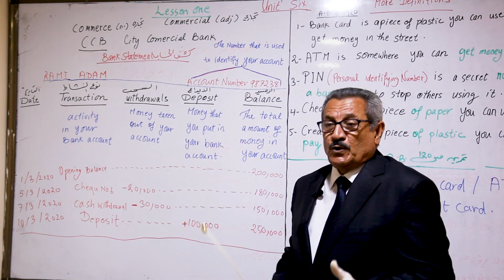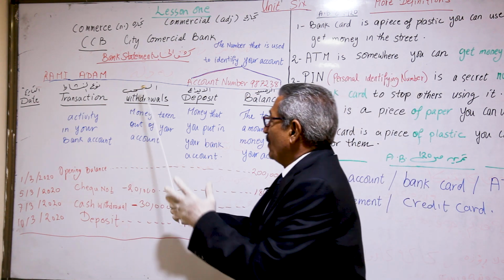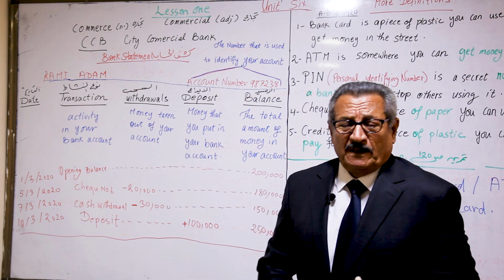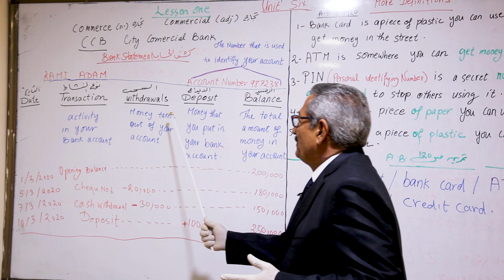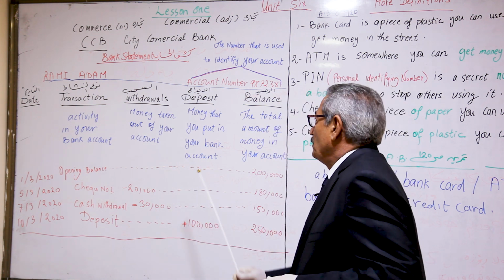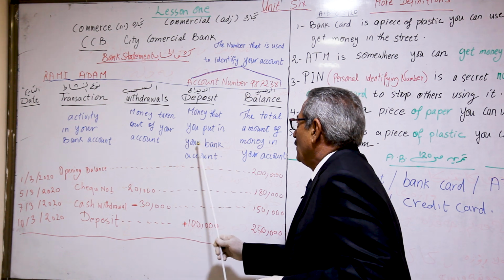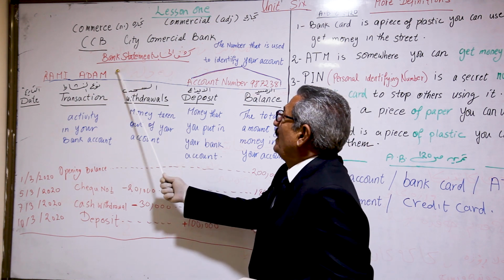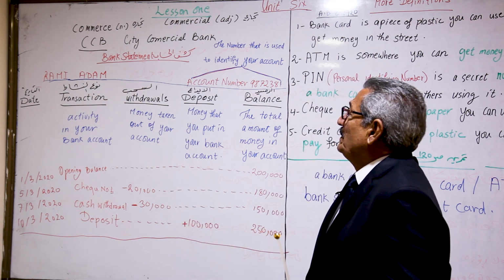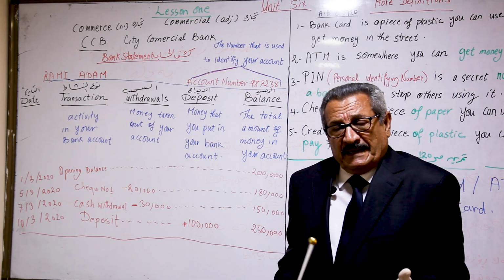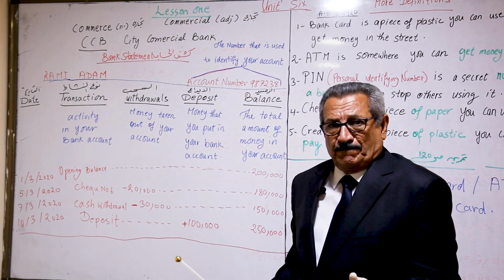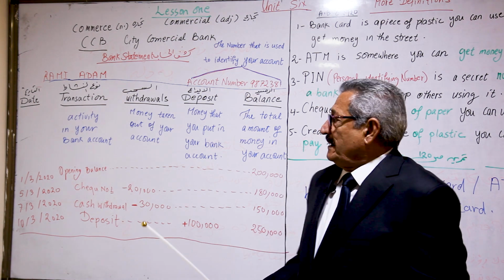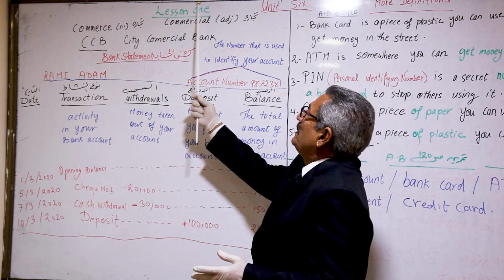Every month you will know how much money you have withdrawn and how much money you have deposited. In other words, how much money you have taken out and how much money you have put in your bank account. So, what is a bank statement? Bank statement is a paper that tells us, تخبرنا, how much money we have in our account every month. شهريا.